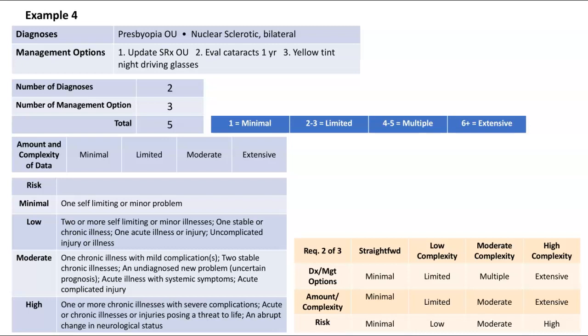For the diagnoses, we have presbyopia and nuclear sclerotic cataracts. Our management options are update the prescriptions, evaluate cataracts in a year, and told them to get some glare-free glasses at night. So it gives us 5 diagnoses or management options.